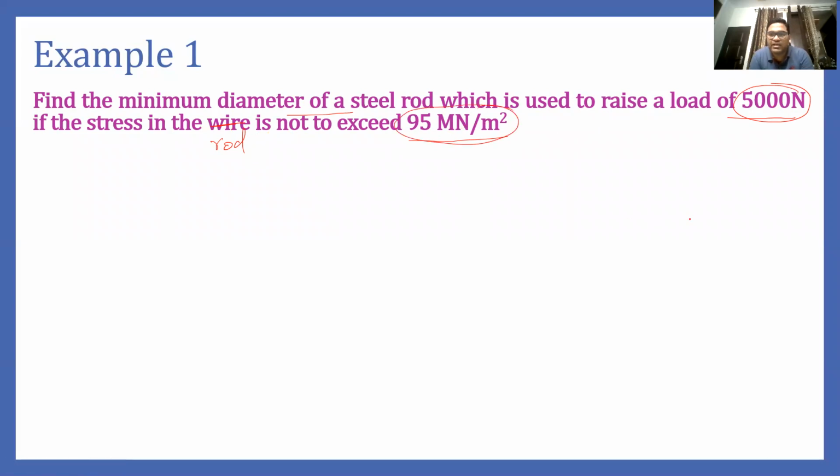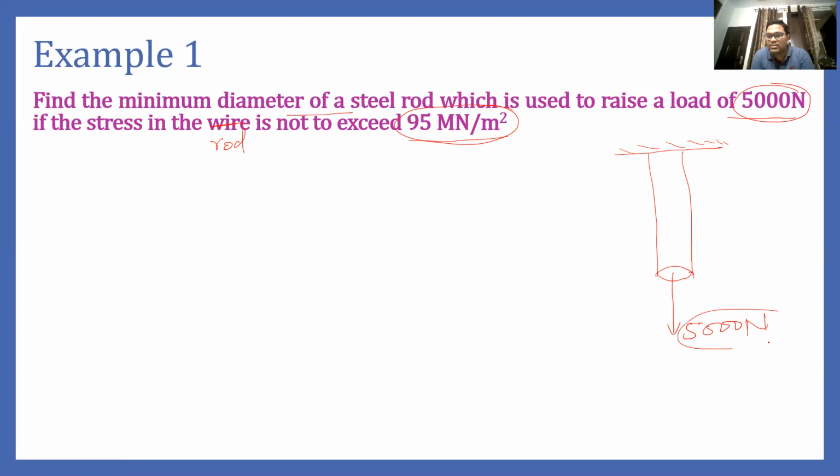First of all, we will try to make a diagram. For example, this is a rod, and it is fixed at this end, because if it is not fixed, then it cannot be used to raise the load. So obviously it will be fixed from one end, and the load will be suspended like this, having magnitude 5,000 Newton. So this load is suspended on this rod.